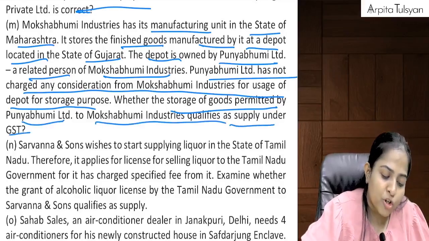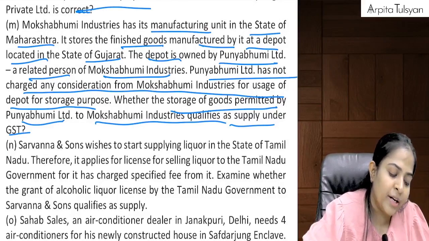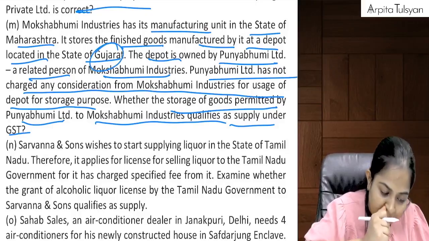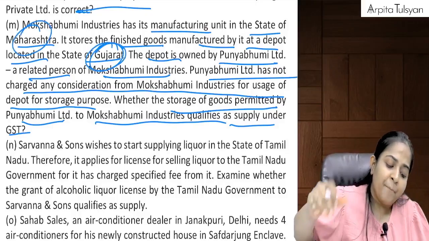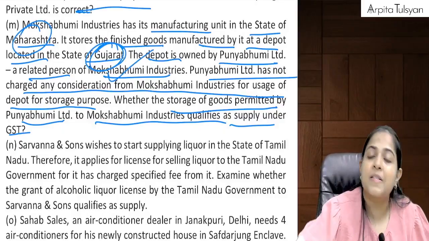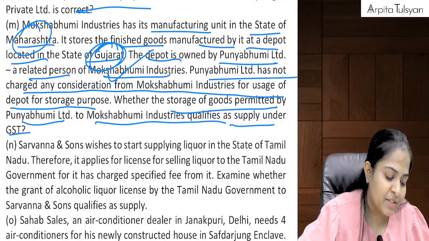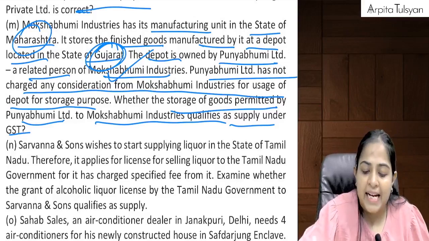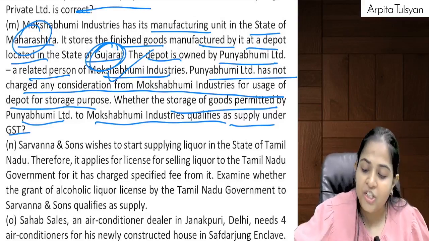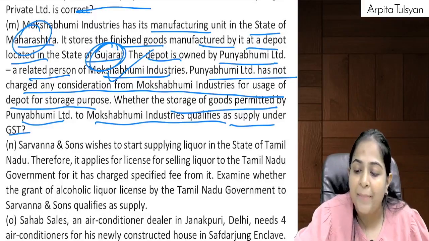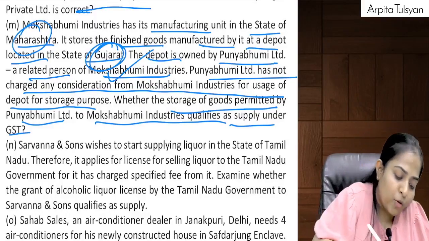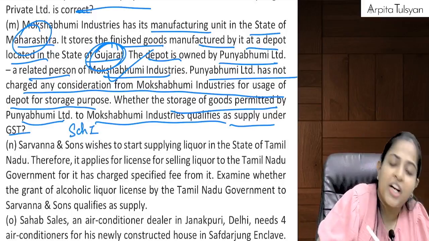So basically Moksha Bhumi is doing the manufacturing, and after doing the manufacturing, it is storing the finished goods in Gujarat. Okay, so manufacturing is happening in Maharashtra. We are going and storing the goods in Gujarat, in our related person's premises, and for that my related person is not charging any consideration. So can we say this is a supply between related persons? Okay, and this is no consideration, so we'll check schedule number 1.